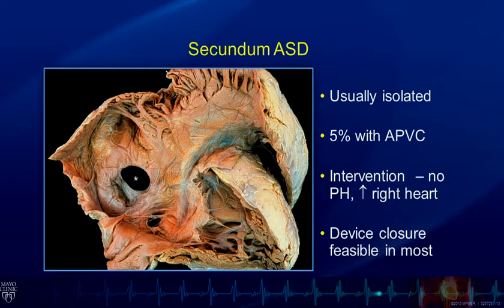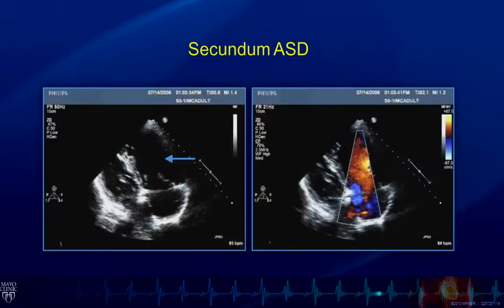And importantly, these are the only atrial septal defects for which device intervention is feasible. Looking at a real-time image here, paraapical imaging or off-axis right ventricular inflow view. The blue arrow demonstrates the right ventricle, and of course, in the far field is the right atrium.